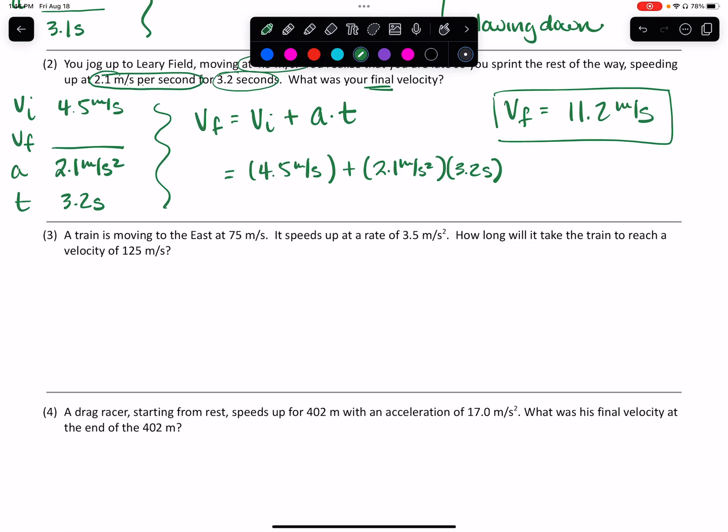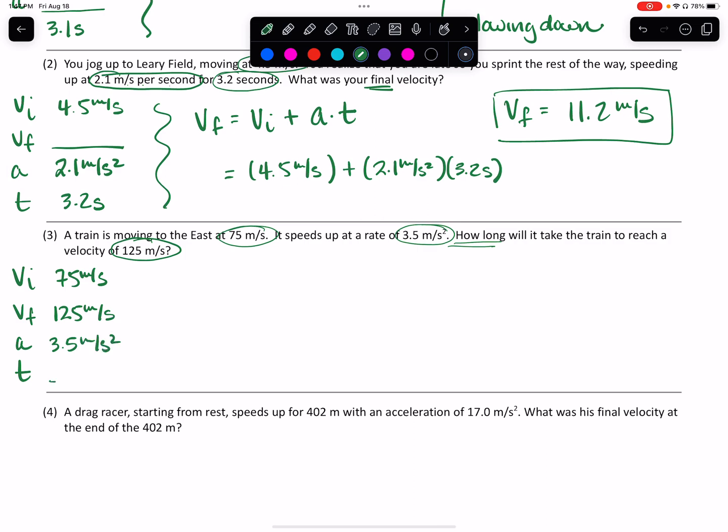All right, for number 3, a train is moving to the east at 75 meters per second. It speeds up at a rate of 3.5 meters per second squared. How long will it take the train to reach a velocity of 125 meters per second? So this time we're asked how long, which tells me I'm looking for time. I have v initial, v final, acceleration, and time. Our v initial is 75 meters per second. Our final velocity is 125 meters per second, and we're increasing our speed at 3.5 meters per second squared.